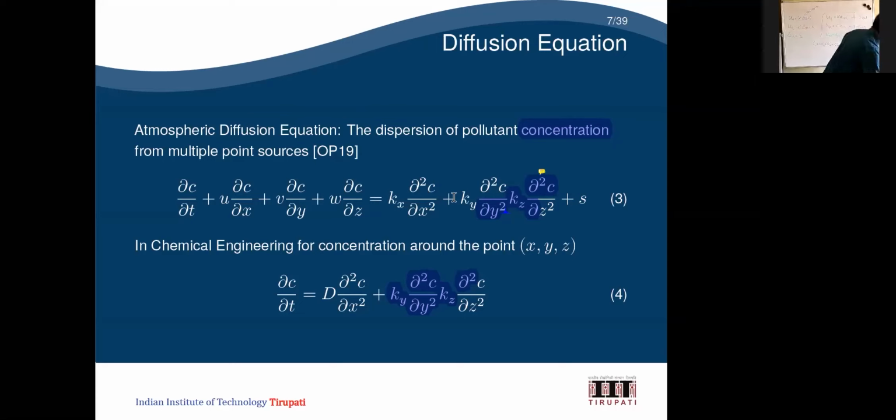Similarly, if you see chemical engineering, what they use is you just mix some kind of mixer. It takes two kinds of mixer and then you do some concentration around the point. So in that case also you can use the same kind of equations. So the time term will not be there. In that case, what we will have is Ct equal to Kx Cxx plus Ky Cyy plus Kz Czz. So this is something similar.